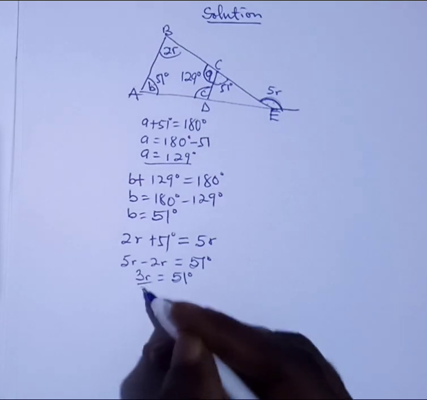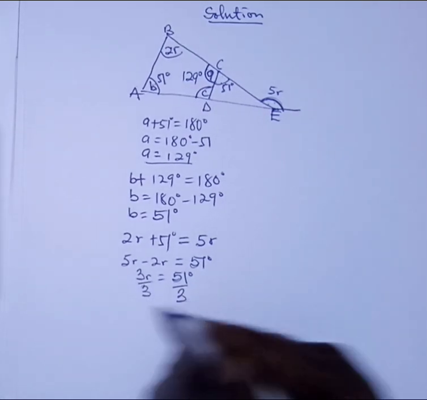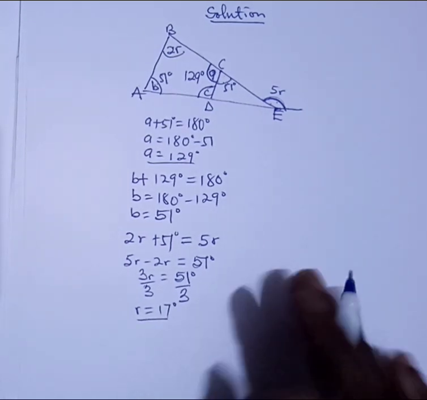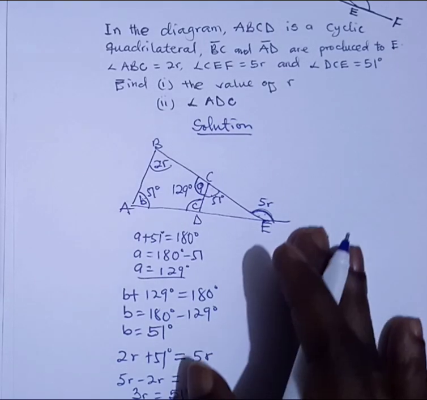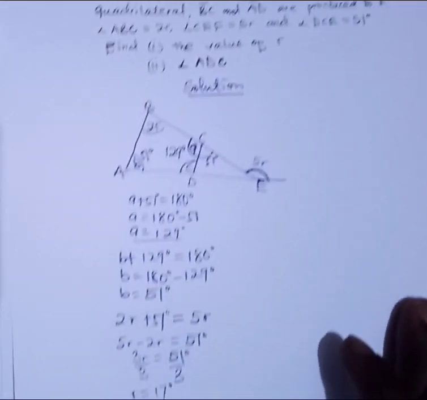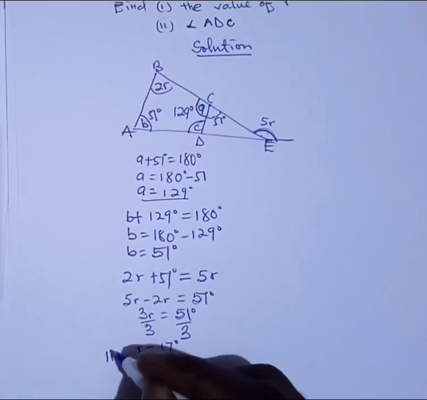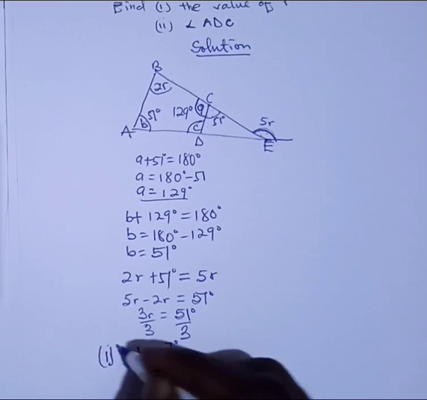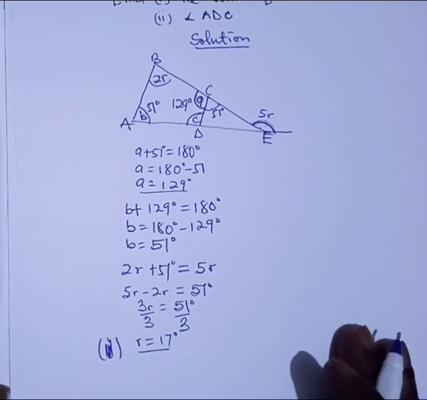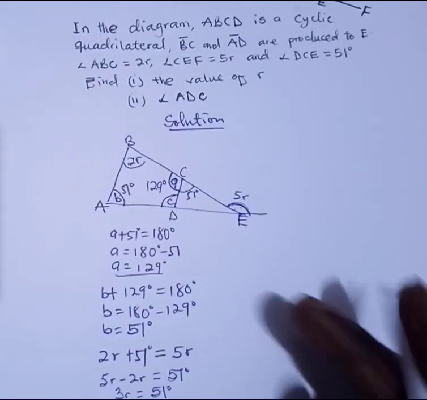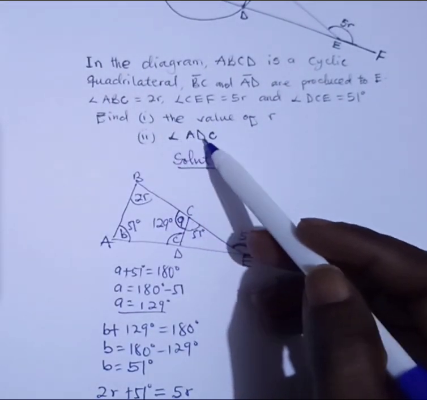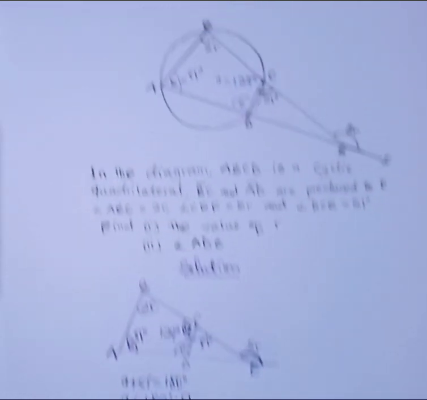Then we divide both sides by 3. Then r gives me what? 17 degrees. So the first question, which says we should find the value of r, is answered. So we know that the value of r is 17 degrees. Good. So that is our first question. Now let's look at the second question. The second question says we should find angle ADC.